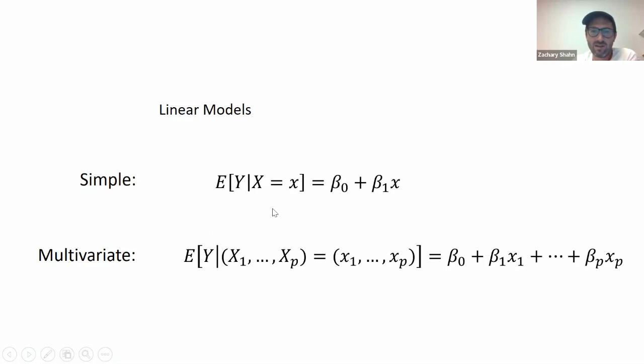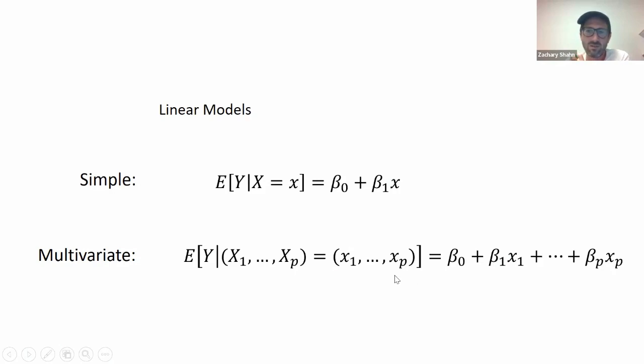Multivariate regression is really the exact same thing conceptually. The only difference is that you have more predictors whose values you observe and use to guess the expected value of the outcome. It doesn't look like a straight line because it's multidimensional, but it has the same basic form: if you observe predictor values x1, x2 up to xp, then the expected value of y is what's called a linear combination of those. It's just beta 0 plus beta 1 x1 all the way to beta p times xp.